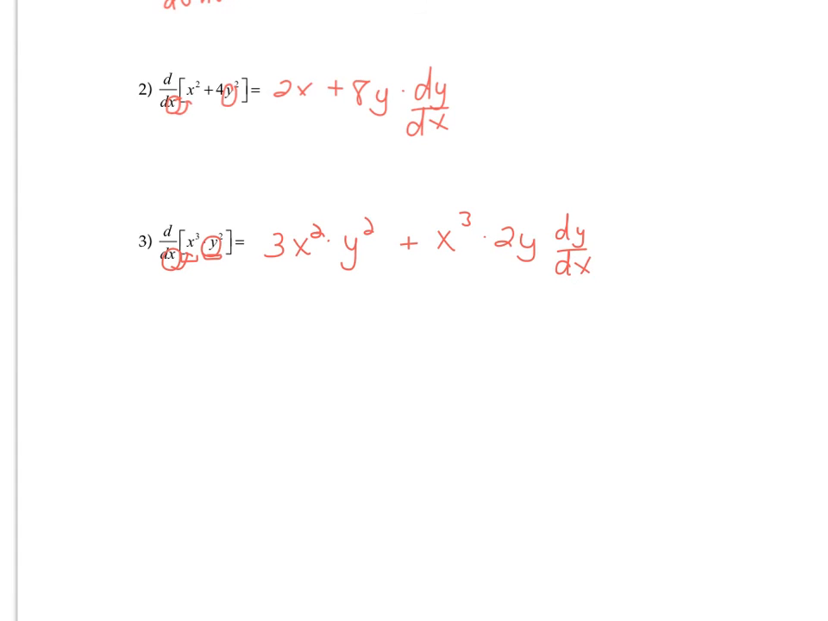The only thing that I would do to clean up the answer a little bit is bring this 2 out in front. You bring all those monomials out in front. So our final answer for the derivative of x cubed times y squared would be 3x squared y squared plus 2x cubed y dy/dx. Final answer. Okay, tomorrow we'll take this further and look at how we take the derivative of an equation, and then we'll do some practice together in class.